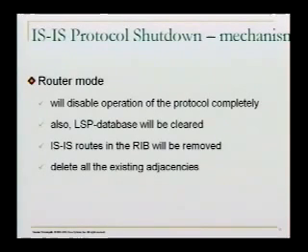On the router mode, we will disable the operation of the protocol completely. That means the LSP database will be cleared, the ISIS routes in the RIB will be removed, and all the existing adjacencies will be deleted.